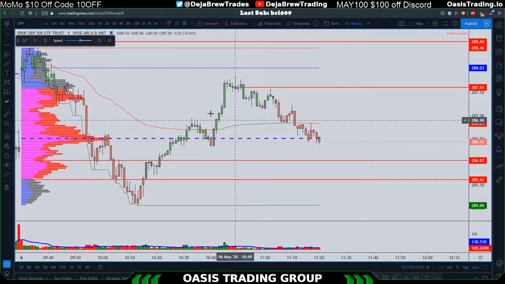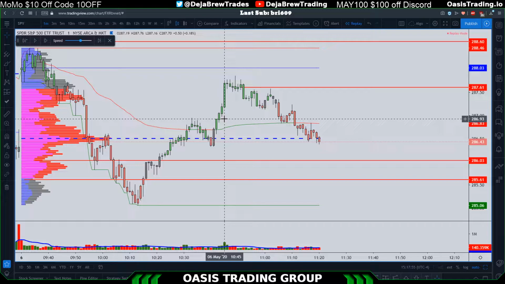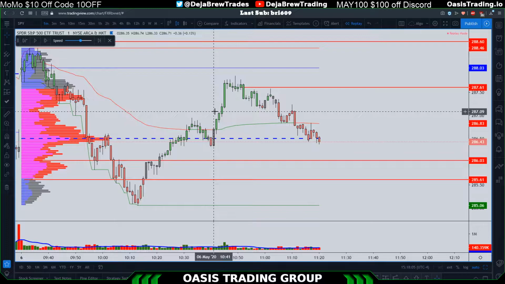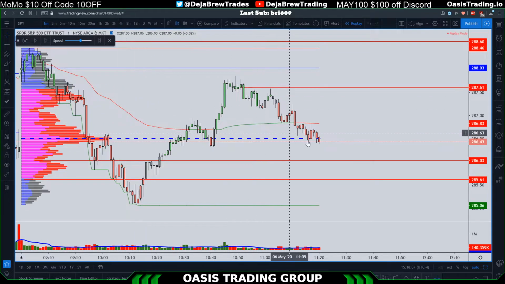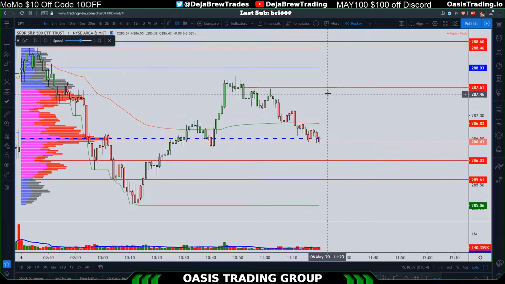So if you guys are just coming in, I'm doing the replay function because we did not trade the morning session today. So I don't have any live examples or screenshots or anything. So we're just doing a replay to show you kind of how you could have traded it. Okay, so we're still watching these two supports. These are your resistances ahead.